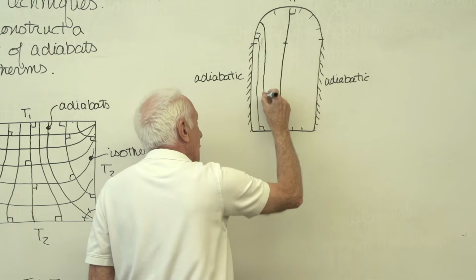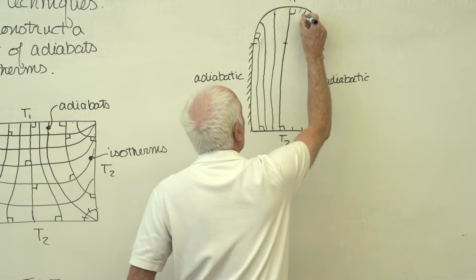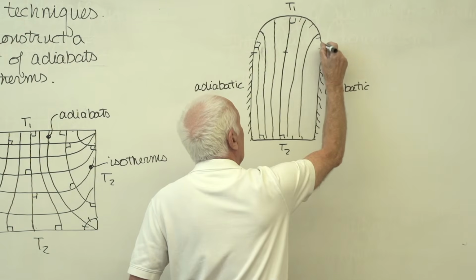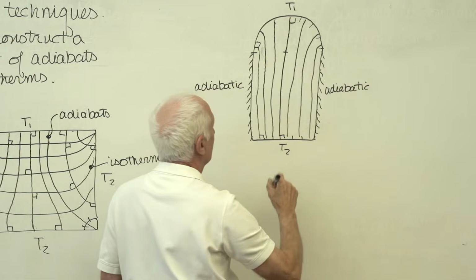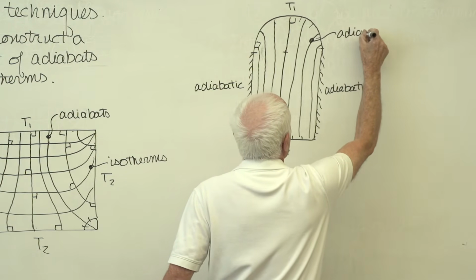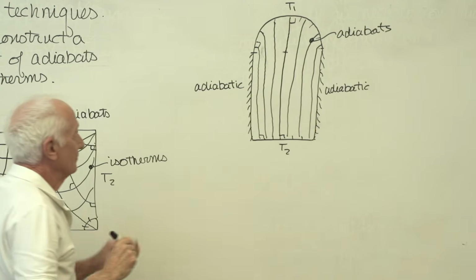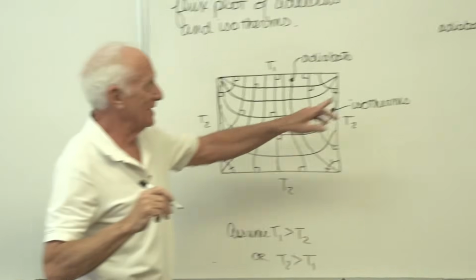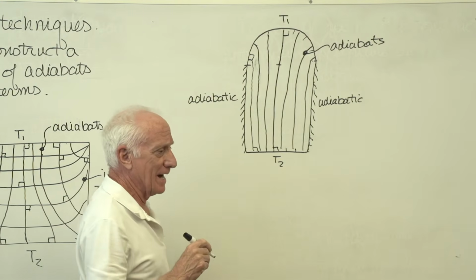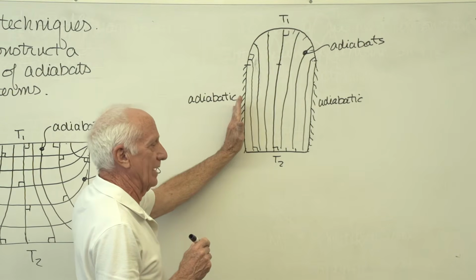Comes out down here, down there, there, there. Adiabats. They can't get out the sides because the sides are adiabatic, so you don't want to draw a heat flow line going into the sides. That cannot happen. Adiabatic sides mean no heat gets out there.